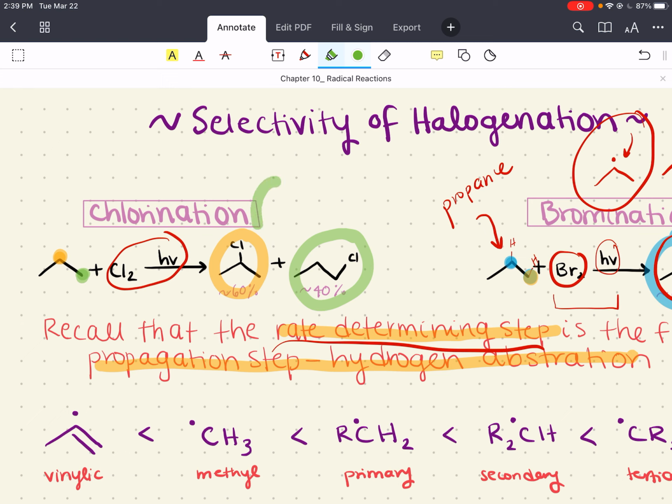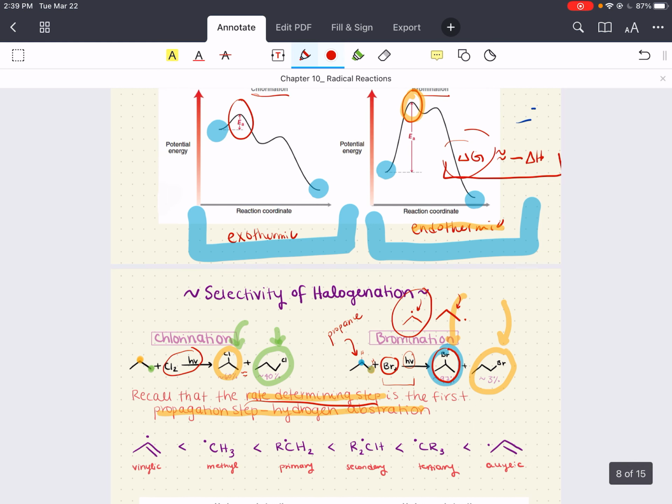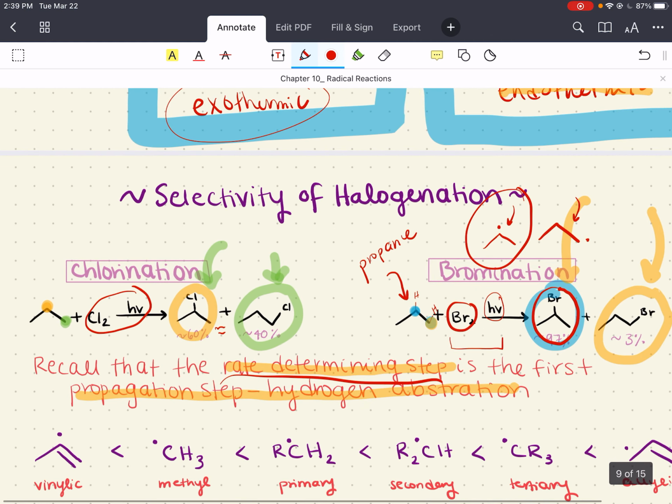Now, notice how this is still the higher yield, but they are very close, 60-40. And sometimes it can even border being very, very close. Again, this has to do with the rate determining step. For chlorination, that first rate determining step is exothermic. So both sides are really chlorinated fairly equally. So one more time, here we see an example with radical chlorination and bromination.